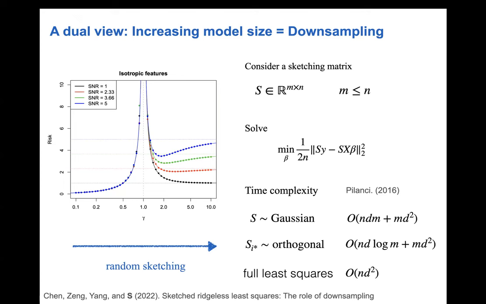The most efficient way is something called orthogonal sketching, where the rows of S are orthogonal to each other. For this orthogonal sketching, the time complexity is roughly nd log m. At least the leading term is nd log m, so you have even more reduction here. So we're going to focus on this orthogonal sketching because it saves more computationally.